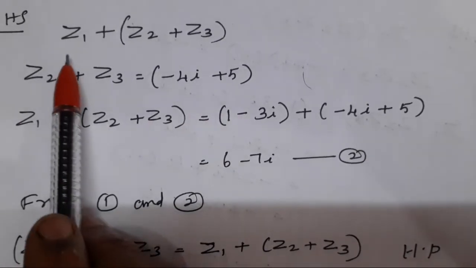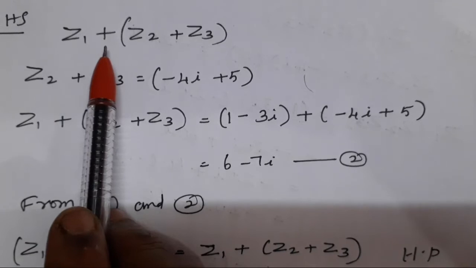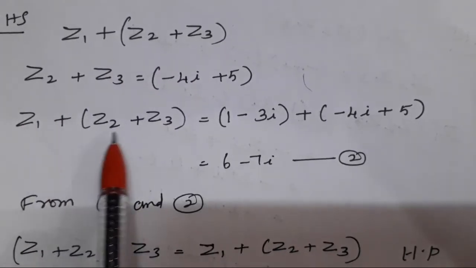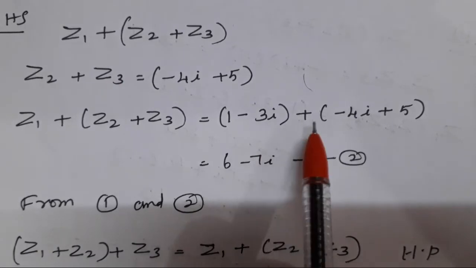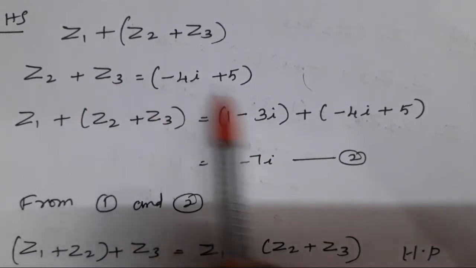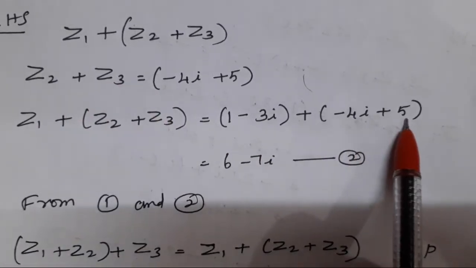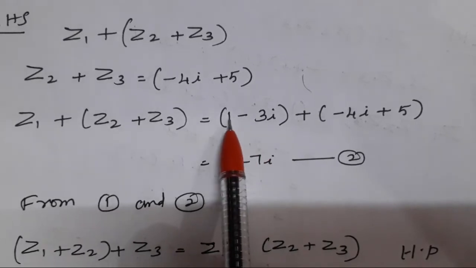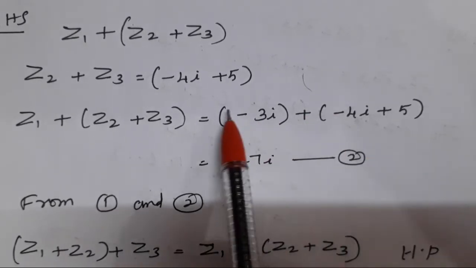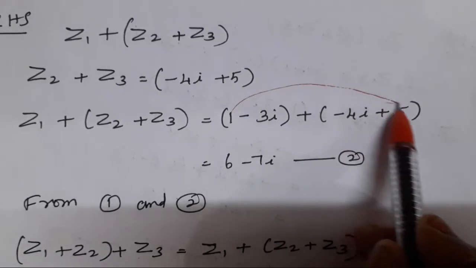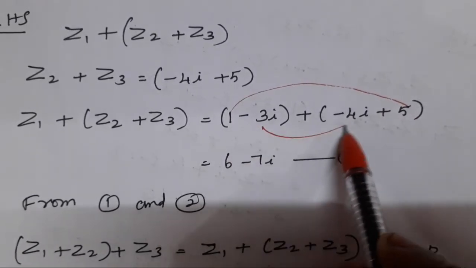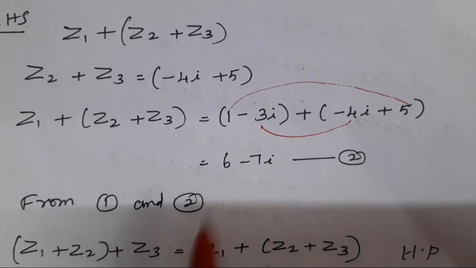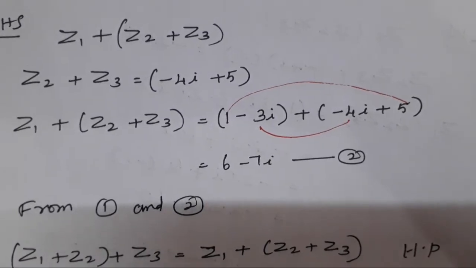Again Z1. See the question. What is our RHS? Z1 plus Z2 plus Z3. Z1 is 1 minus 3i, plus Z2 plus Z3, which is minus 4i plus 5. Now 1 is the real part, plus 5. Add the real part with the real part: 1 plus 5 is 6. Minus 3i minus 4i is minus 7i. So 6 minus 7i. This is the second result.